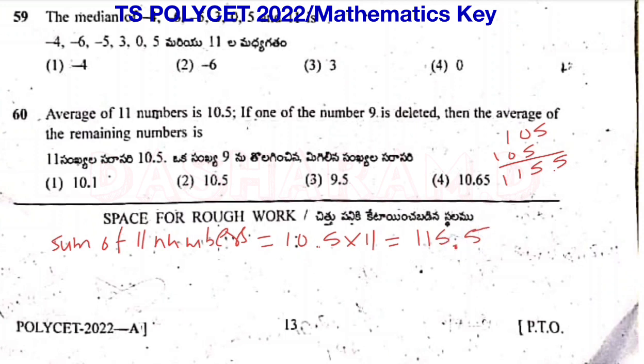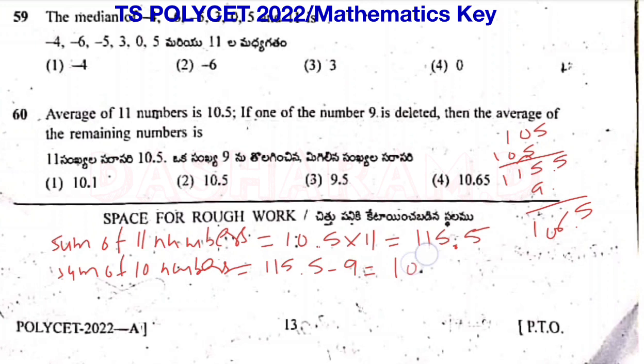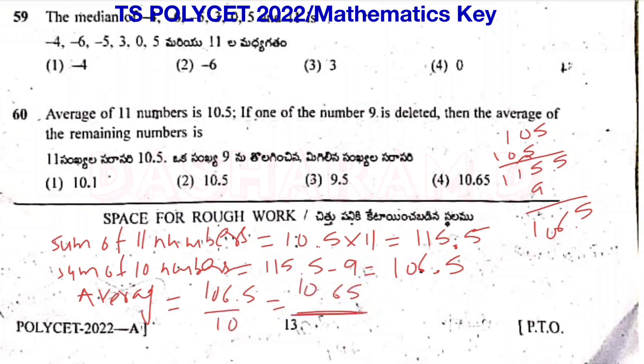So it is equal to 115.5. Now one number is deleted, so the sum of 10 numbers is 115.5 minus 9. 115.5 minus 9 gives 106.5. Now the average of the remaining 10 numbers is 106.5 divided by 10. Then the decimal point moves to the left by one digit, 10.65. Option 4 is correct.